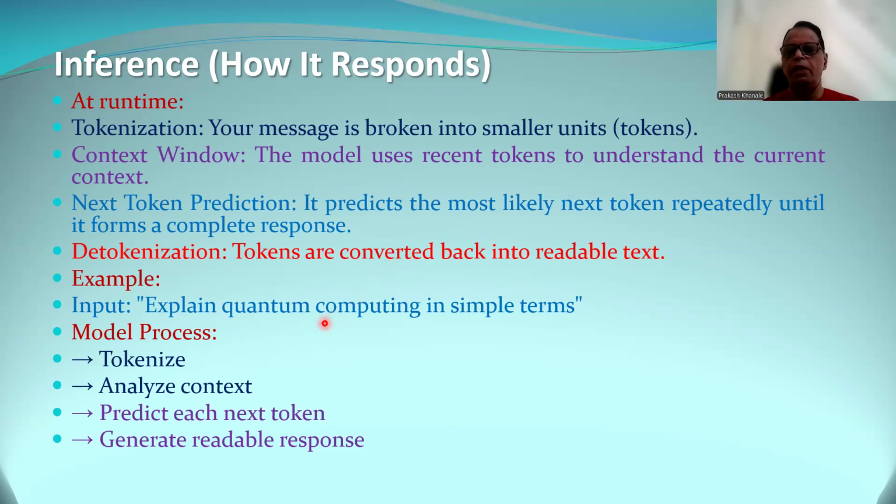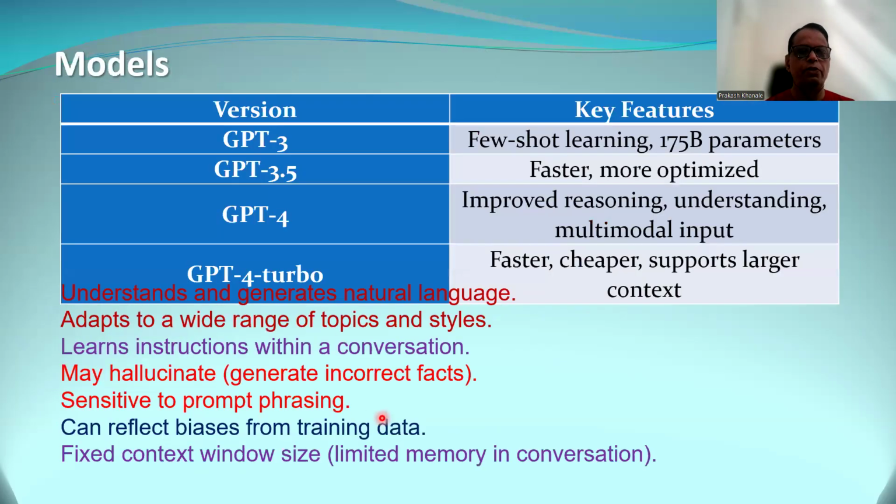So for example, when you give a sentence to ChatGPT, "explain quantum computing in simple terms", the model will first of all tokenize it, analyze the context, predict each next token, and generate the readable response. So there are different versions or models of ChatGPT available.